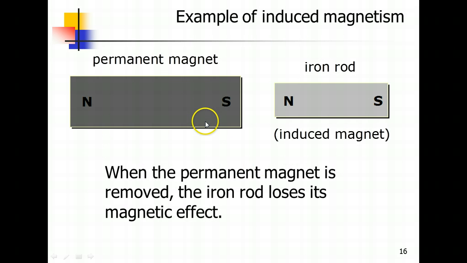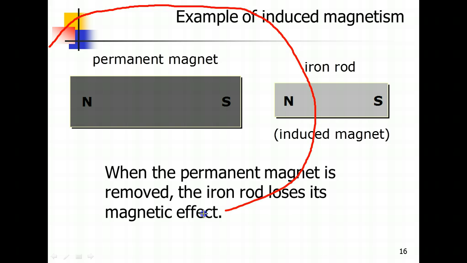Let me explain with this slide 16. So what's induced magnetism? Let's look at this example here. I think by now you should realize that on the left hand side, which is a permanent magnet, there exists an invisible magnetic field around this permanent magnet. So I'm going to draw it out this way with the red marker. Let's say this is the invisible magnetic field.